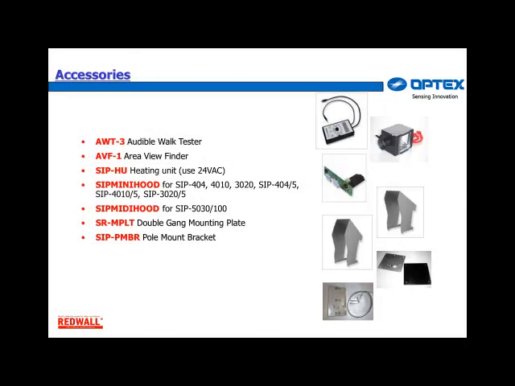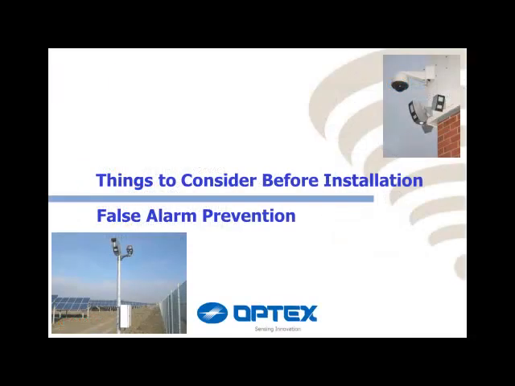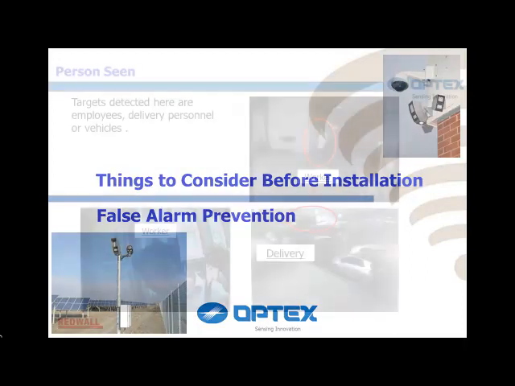These are some of the available optional accessories. For setup, the AWT3 and AVF1 are mandatory. We have a range of mounting accessories for any situation, including pole mount brackets, mounting plates, and sun hoods, such as the SIP mini hood and SIP MIDI hood. Now here are some things to consider before installation of the SIP Redwall.